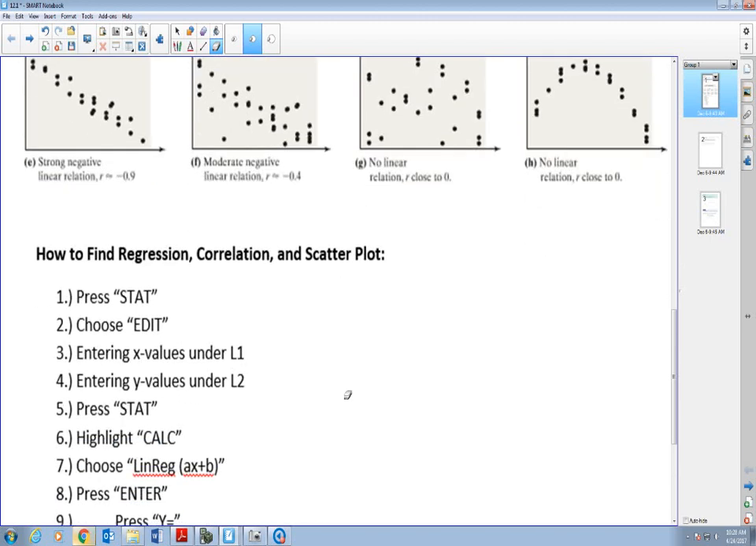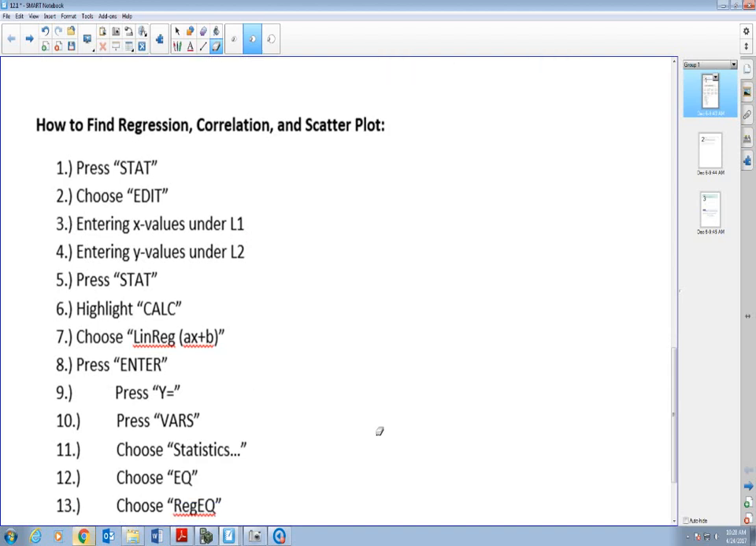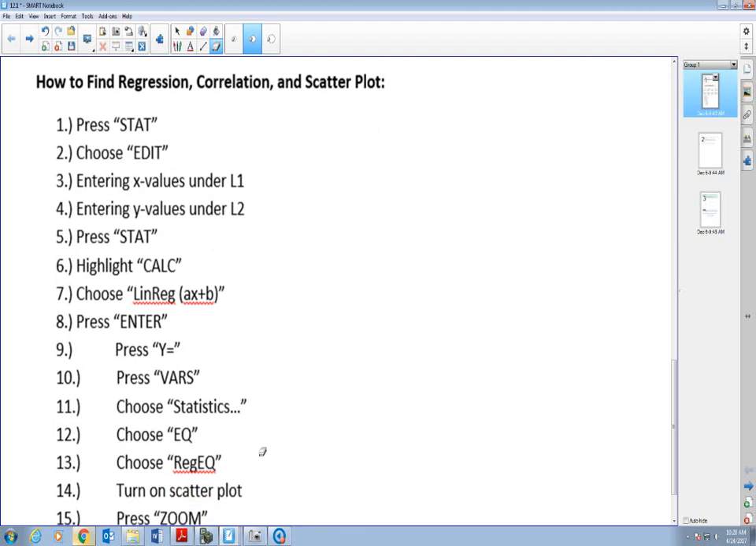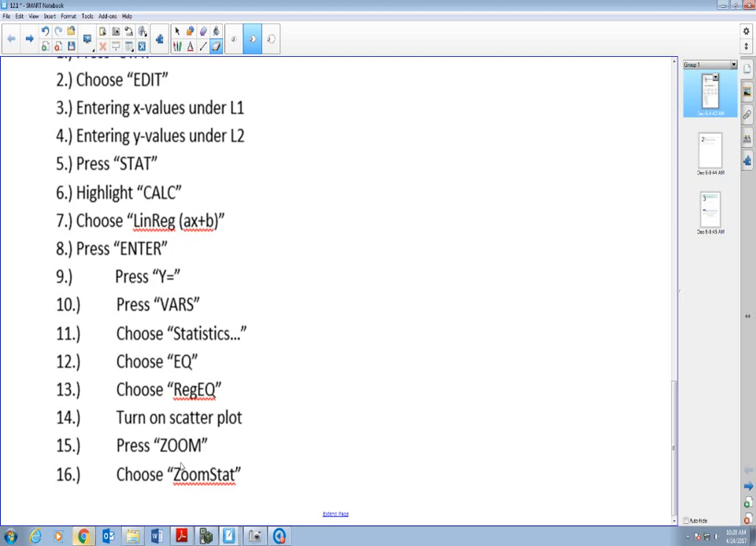All right, we're going to go by the steps. Choosing Edit, we're going to enter our X and Y values under L1, L2. Then we press Stat, Calc, and choose this thing called the linear regression. That's how we're going to get a regression. I will show you these steps in just a minute. So let's try an example first.